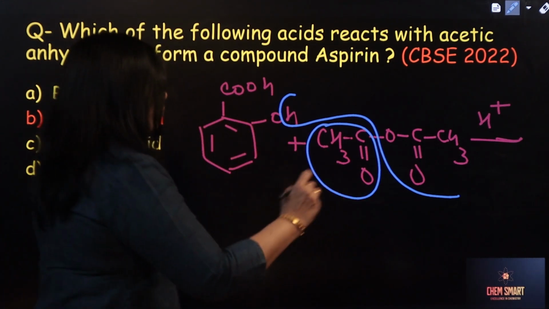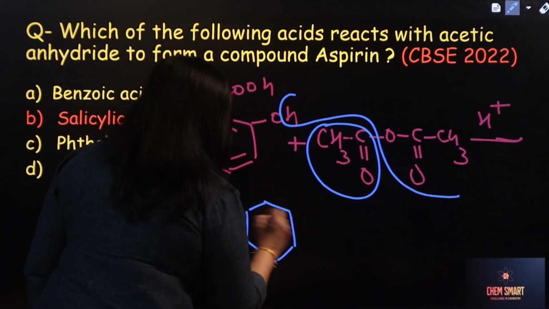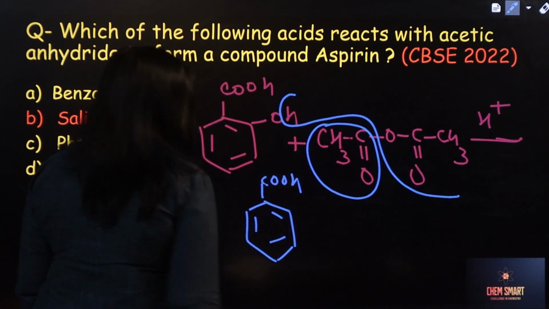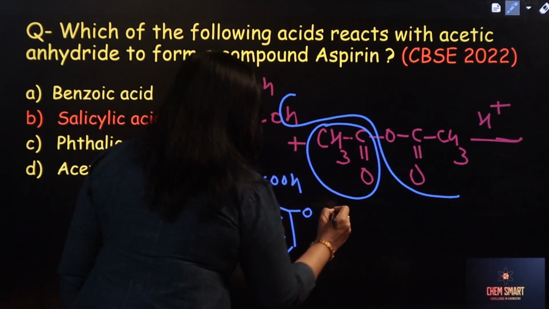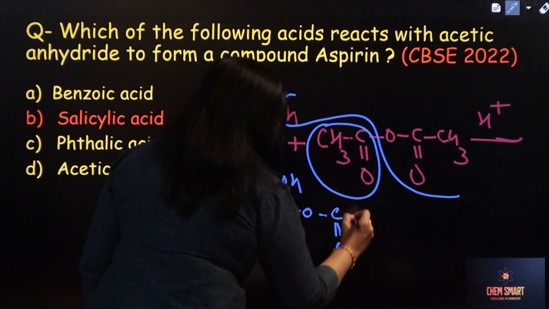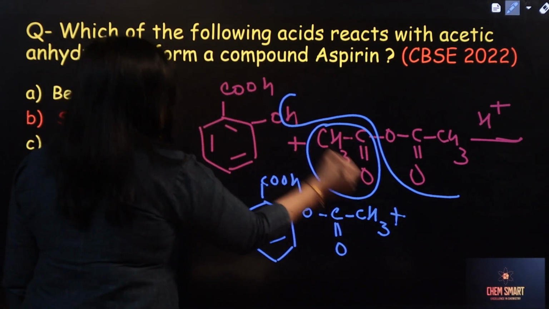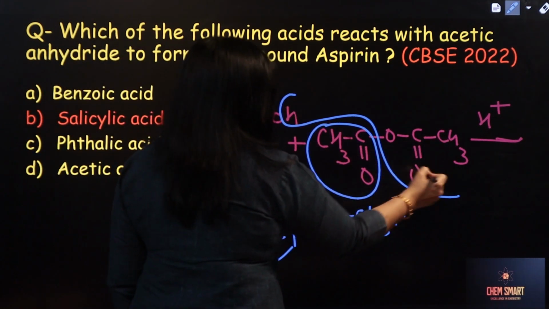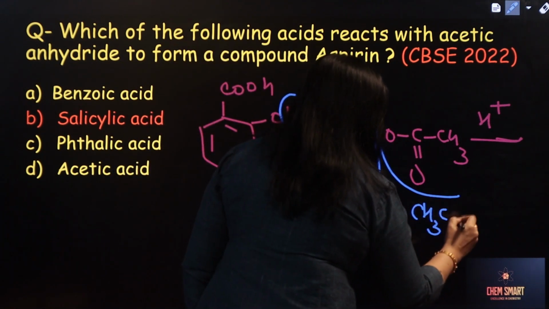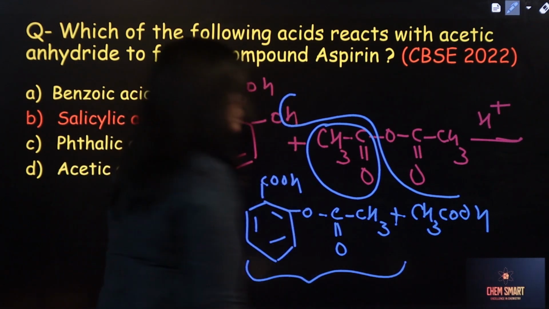Clear? So what will be the product now? I'll write the product here. Nothing happened to this part; we retained it. Now O, and to that O, the acetyl group is getting connected. And plus, what is the byproduct? CH3COOH. That is the byproduct. And this is your aspirin.